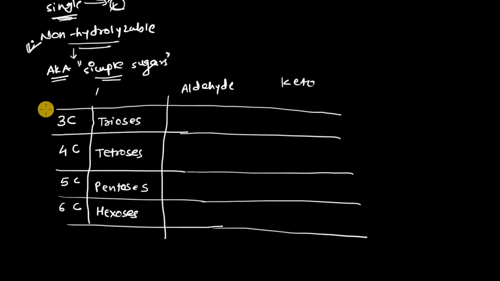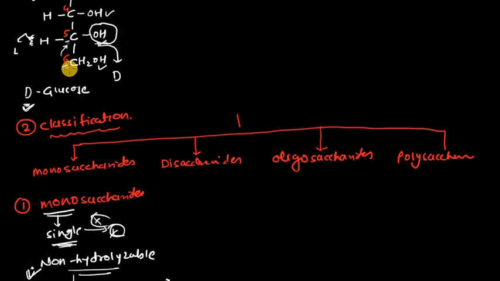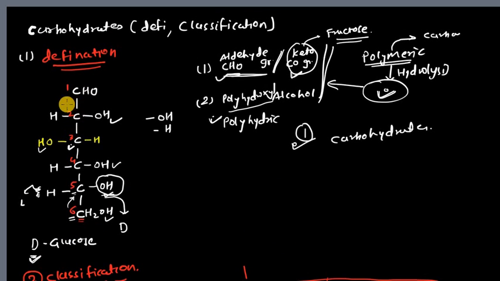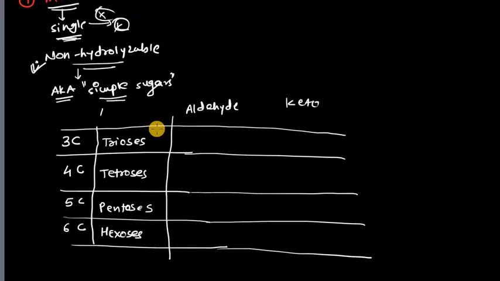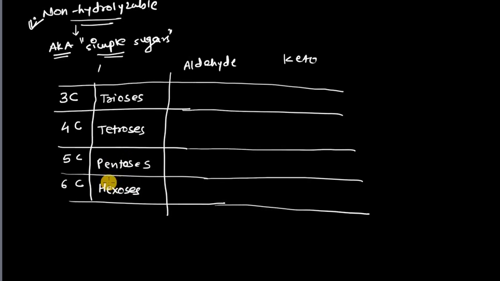And we saw earlier in glucose that it is 6 carbons. So we can simply understand that glucose is one of the group members of the hexoses, right?